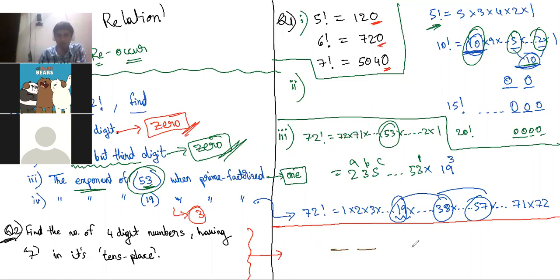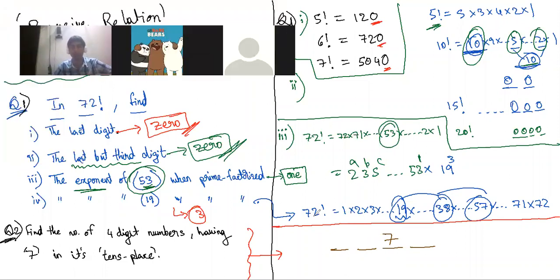So, who wants to explain how to do this? Sir, can I? Anushrita can start. So in the tens place we have 7, and in the thousands place we can place 9 numbers, and in the hundreds place we can place 8 numbers, and in ones place we can place 7 numbers. Sir, we will place 9 numbers in all the 3 cases.